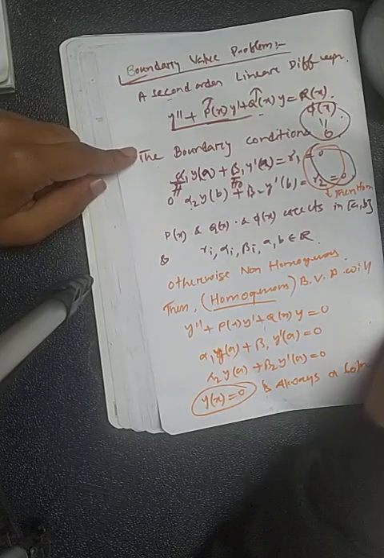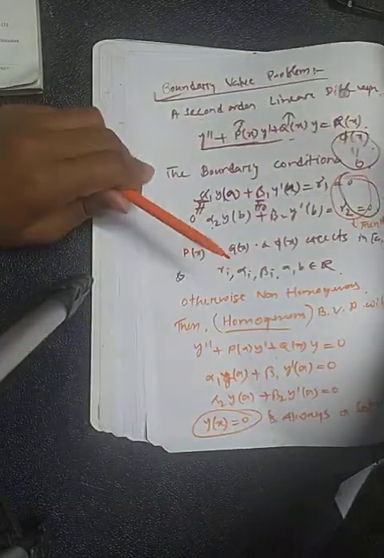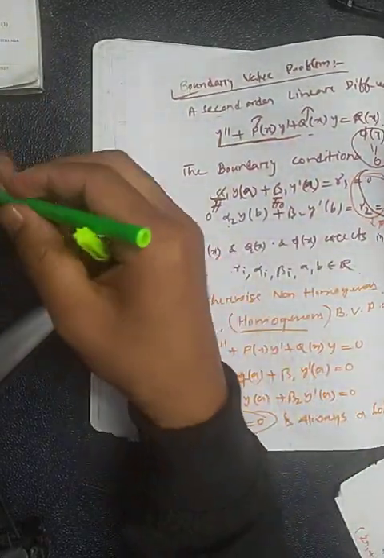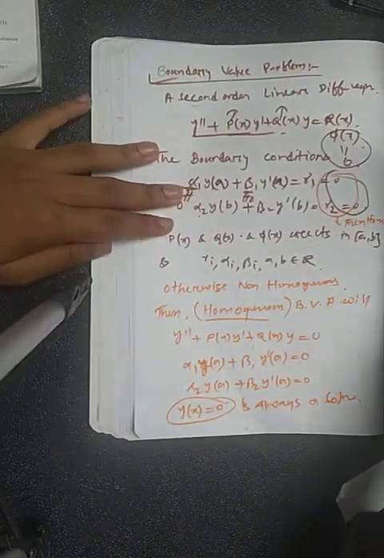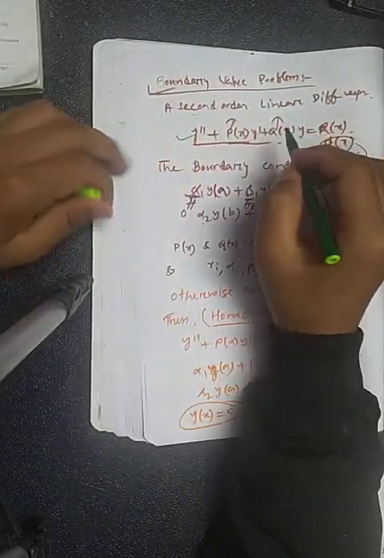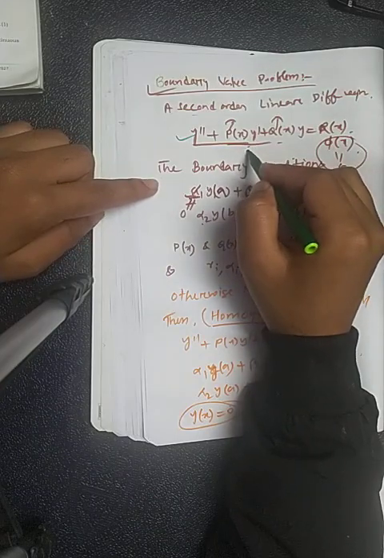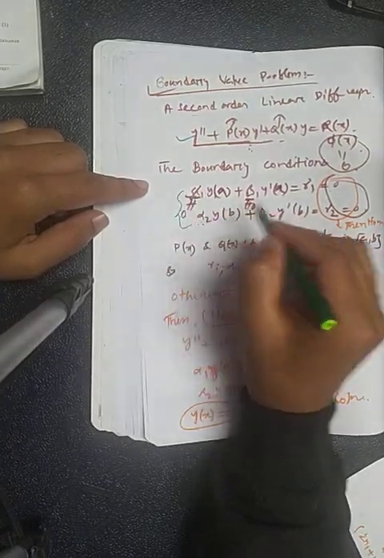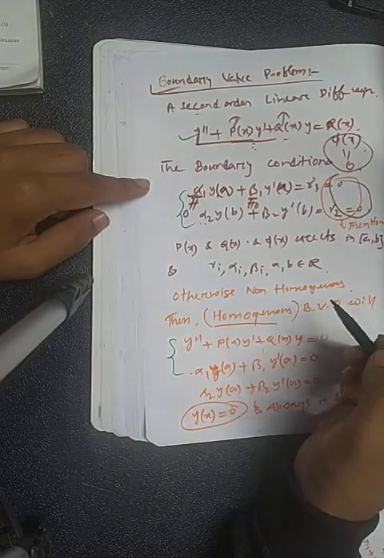So how to obtain the solution of a boundary value problem? It is simple. We know that this is a second order linear differential equation, so we first solve it. After getting the general solution, we apply these two conditions, in the homogeneous case as well. After that, we will certainly get the required solution.